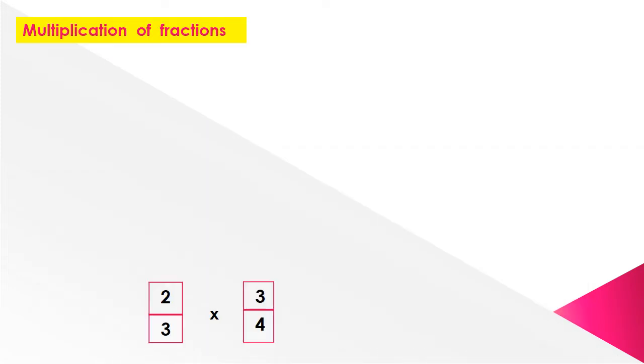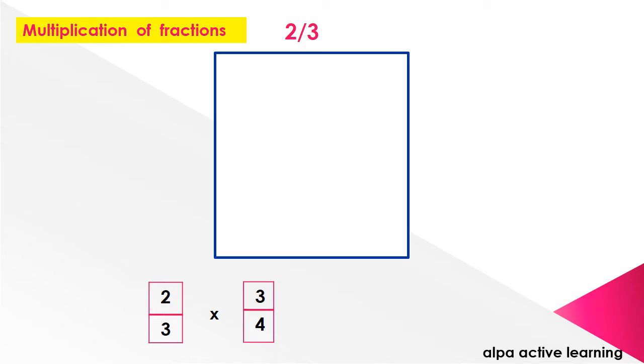of fraction? Let us take an example of 2 upon 3 multiply by 3 upon 4, or we can say 2 upon 3 into 3 upon 4. Whether it is into or multiply, meaning is same. So, first we'll see a fraction 2 upon 3. So, let's take a rectangle. As it is 2 upon 3, we make 3 parts.